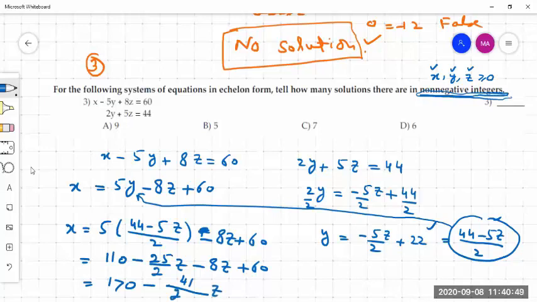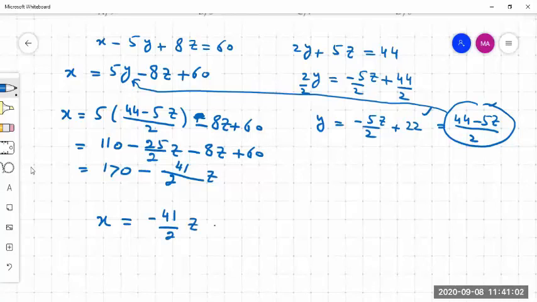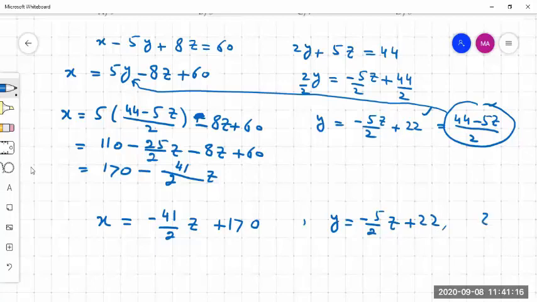That simplifies into this. So let me rewrite this one. So x is equal to negative 41 by 2 z plus 170. And y is, let me write it here, negative 5 half of z plus 22, and z is equal to z.